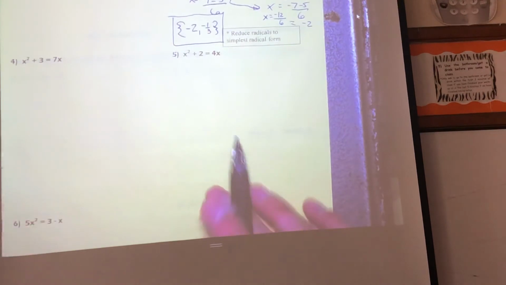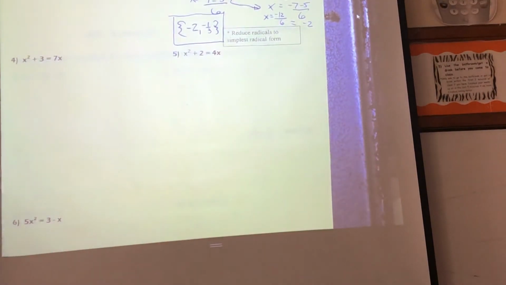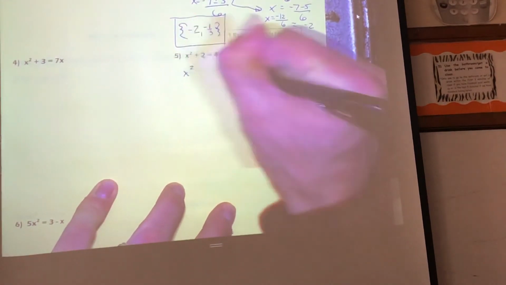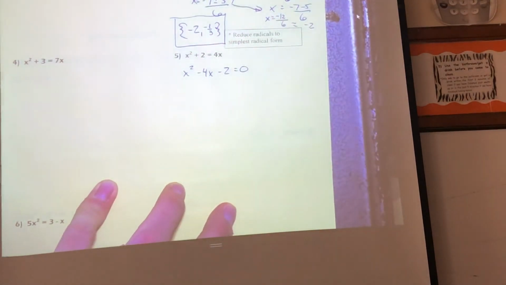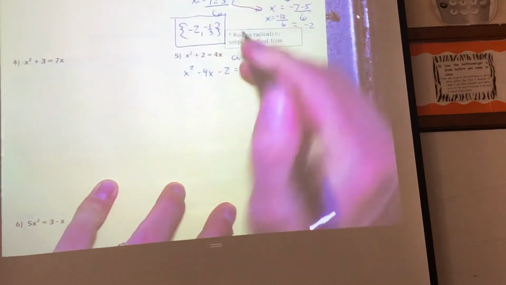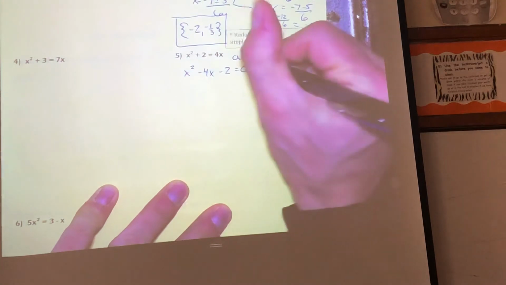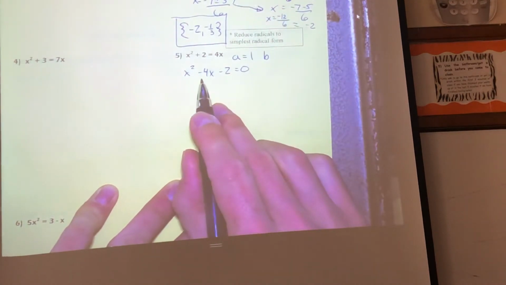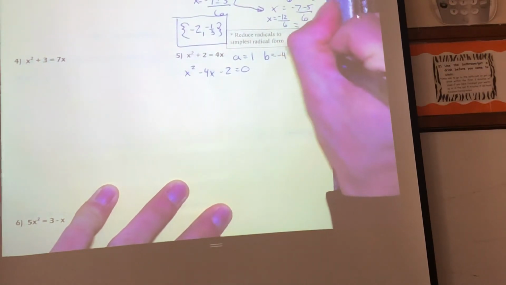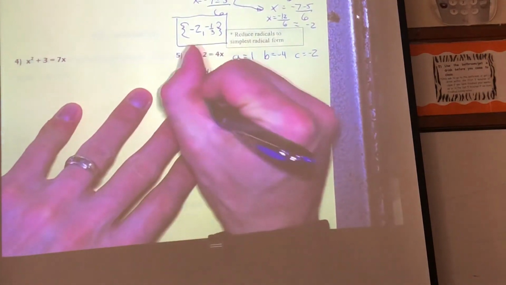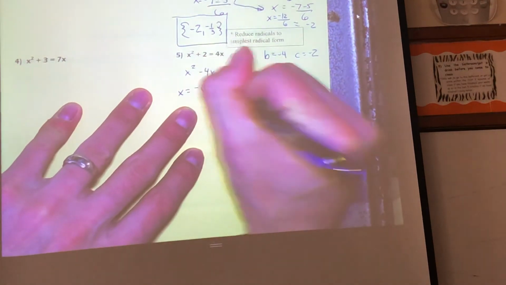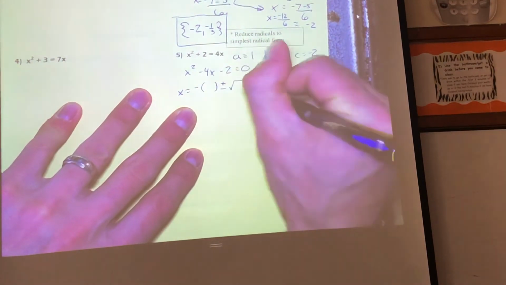That's number 5. So we're going to simplify this radical, as you can see in this text box right here. First thing we need to do is we have to put this in standard form. So we have x squared minus 4x minus 2 is equal to 0. I'm going to state my a, b, and c values. A is the coefficient of x squared. B is the linear coefficient attached to x. And c is the constant. And then I'm going to rewrite this in the formula. So x is equal to, I'm just going to put parentheses wherever there's a variable.